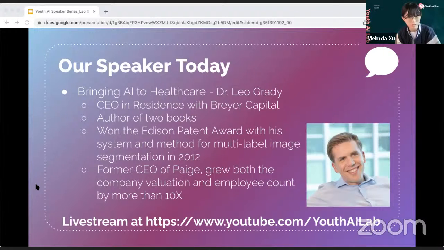And prior to Breyer Capital, Dr. Grady was the CEO of Paige, leading the company to become the first company to receive FDA approval for an AI product in pathology. And in 2012, he won the Edison Patent Award with his system and method for multi-label image segmentation. He became a fellow in the American Institute for Medical and Biological Engineering, and with 18 years of experience leading and developing advanced ML, AI, computer vision, and diagnostic and digital health technologies, he is internationally recognized as a technology leader in AI for healthcare.